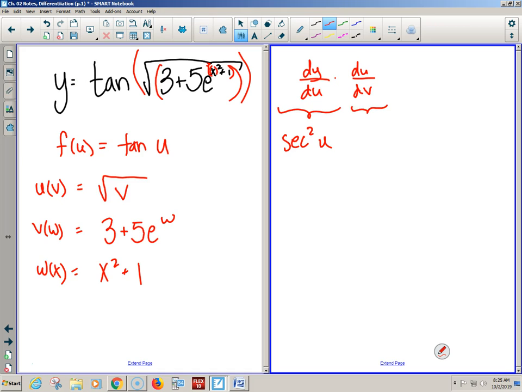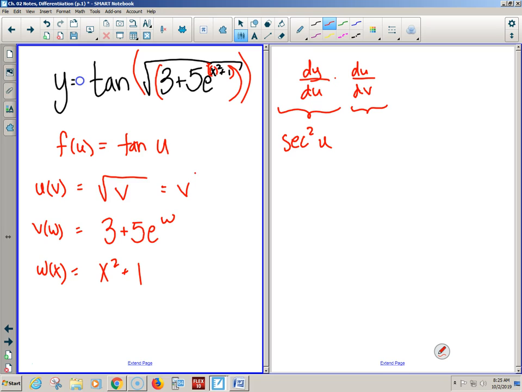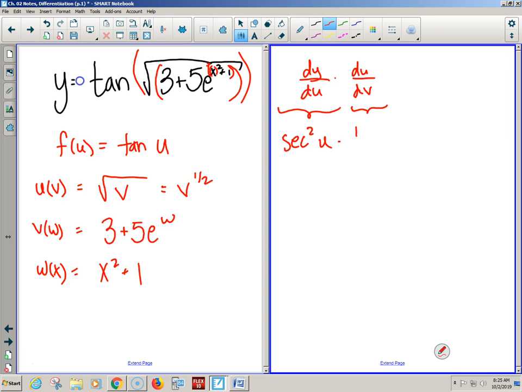What's the guy in terms of v's derivative? Well, hold on. We could rewrite that to be v to the 1/2. Wouldn't that be 1/2 v to the negative 1/2? You guys agree? Sweet. Who's next? dv dw, right? What's the derivative of any constant? The 5 stays, but e to the w, isn't that just e to the w? Don't they just stay the same? And then what's the last guy? 2x plus 0 is just 2x.